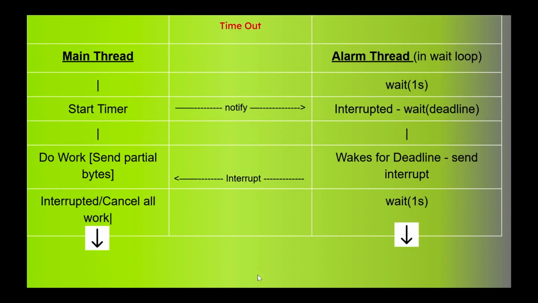Then in a timeout case, it's pretty similar: it starts, sends, but while we're sending bytes, it actually wakes up because it times out. So now it goes and interrupts the thread. But after it interrupts, it goes back into a wait loop, and then it gets interrupted again for the next start.